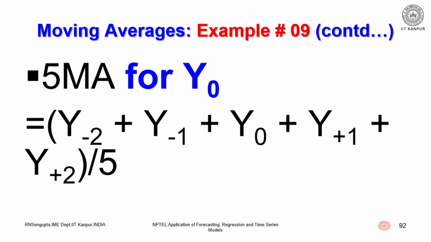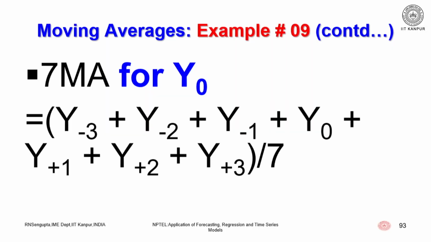Now, if I consider the 5 month moving average for y naught, you want to find out for y naught, so there will be two subsequent values on the left and two subsequent values on the right. The subsequent values on the left will be y suffix minus 2, y suffix minus 1. The central value we are trying to find out is y naught, and the corresponding right hand side values are y suffix plus 1 and y suffix plus 2. Hence, you add up all these values, divide by 5, so you are giving weightages of 1/5 to all these 5 individual values.